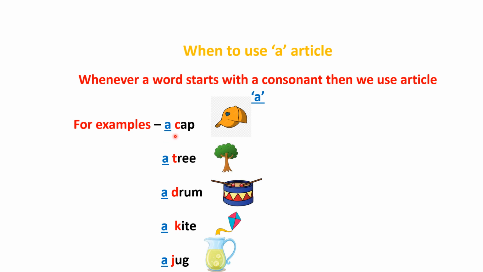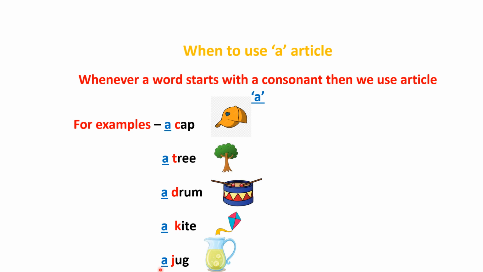Here, C is there. C is what? It's a consonant. That's why we have used the article a. Here, T is used in a tree. That's why we have used the article a. Here, drum, that D is a consonant, that's why we have used the article a. Here, it's a K, which is a consonant, that's why we have used the article a. Here, it's a jug, right?